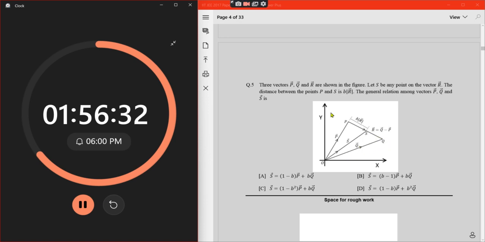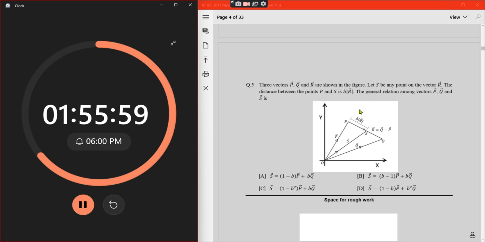Okay, Q minus P. Okay, so on this guy, S is here. The distance between the point P and S. Okay, the general relation among the vectors P vector, Q vector and S vector is. So this thing is the S vector, no? Right. Wait, is the S vector like the position of this thing or what? S is any point, so S vector is like, right, this thing. Okay, this is S given, of course.